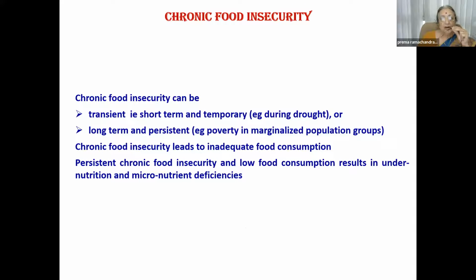In contrast, chronic food insecurity is, we don't even know when it began and we can hardly say when it ended. It can be transient and short-term. That is usually witnessed in many parts of sub-Saharan Africa as pre-harvest season and during drought. It can be long-term and persistent, such as seen in poverty and marginalized population groups. Chronic food insecurity leads to inadequate food consumption, and persistent chronic food insecurity and low food consumption results in undernutrition and micronutrient deficiency. I hope this answers the questions on the linkage between food insecurity and undernutrition.